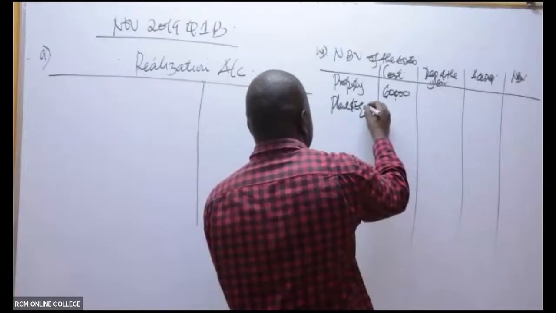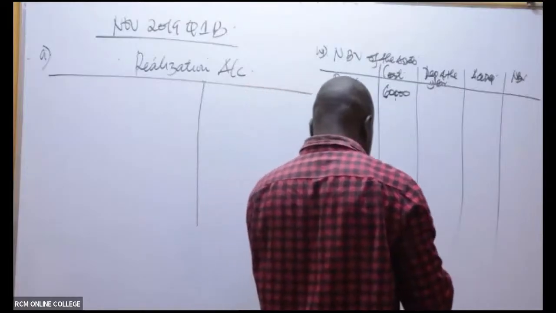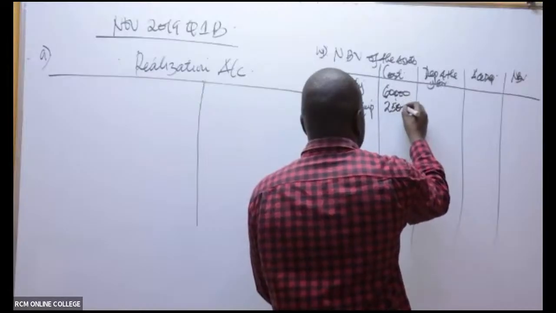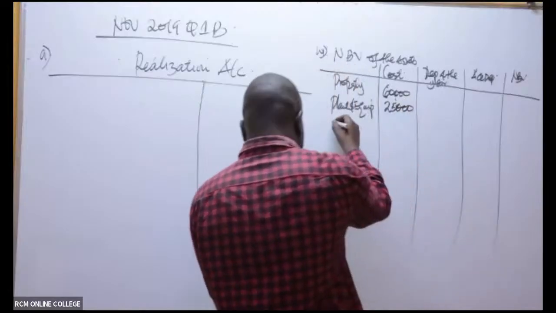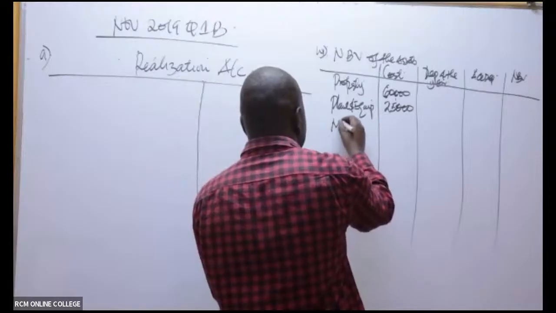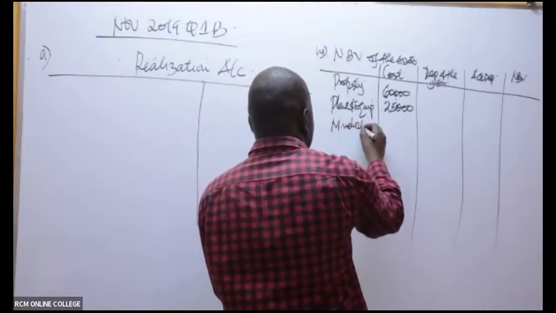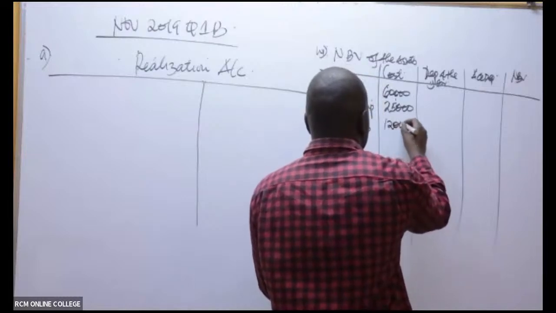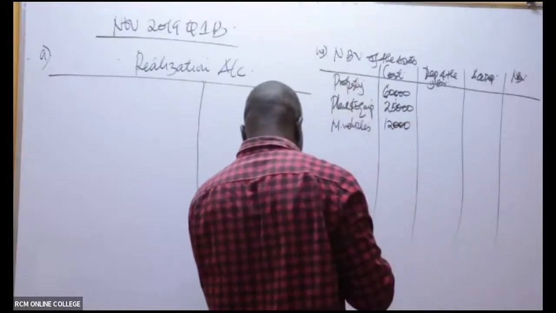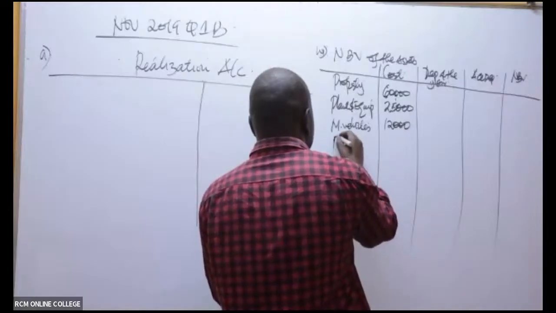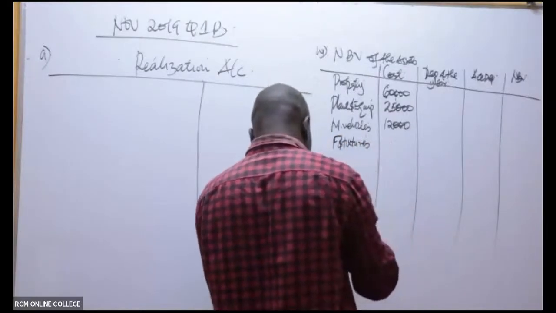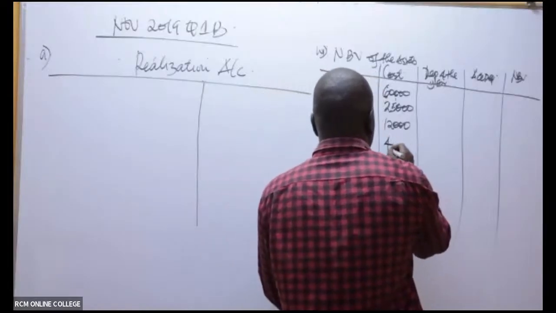Plant and equipment in this case is 25 million, yes, 25 million. Then we have motor vehicles. The cost of motor vehicles is 12 million. Then we have furniture and fixtures. The cost for furniture and fixtures is 4 million.